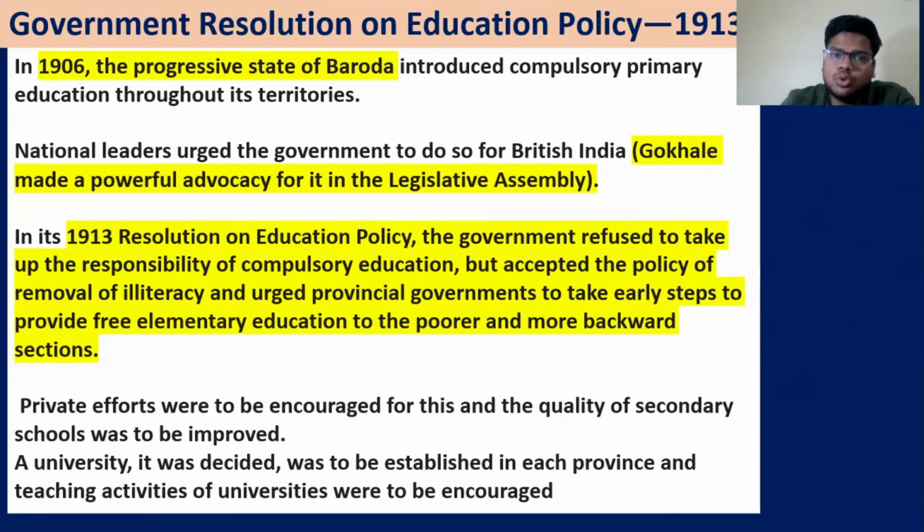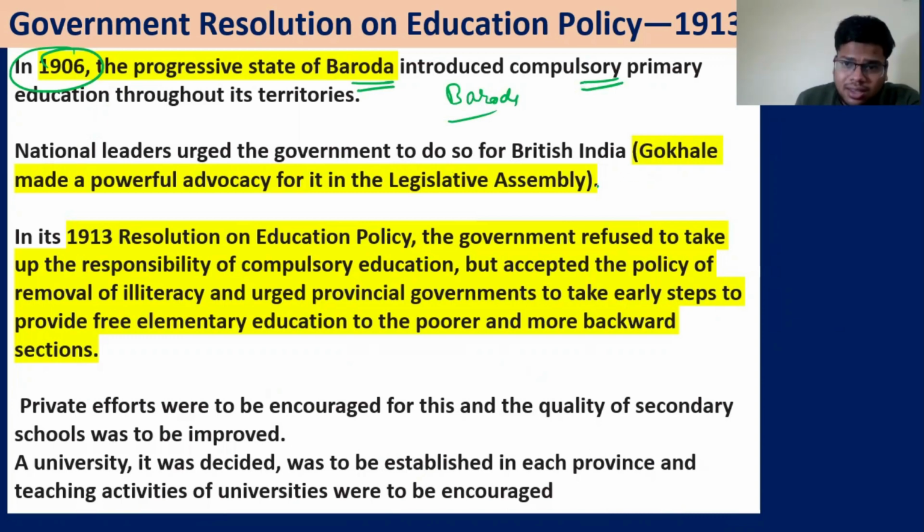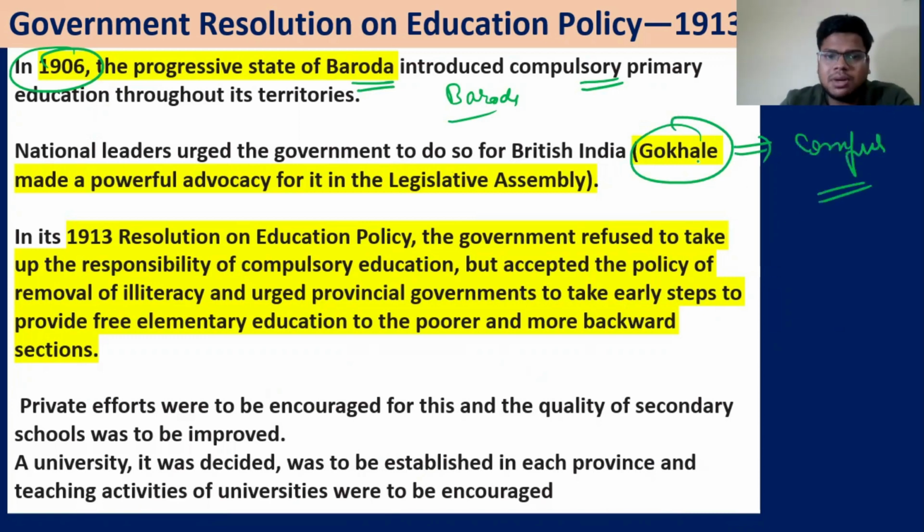Then comes the government resolution on education policy, 1913. For example, simultaneously some states such as Baroda had introduced compulsory primary education. The nationalist leaders also wanted the government to do something for it, that at least compulsory primary education be given to Indians. But the government refused to take up the responsibility. No, we don't have the money to give this compulsory education to you all. Just because one princely state has done it does not mean that we will do the same. We cannot do the same.